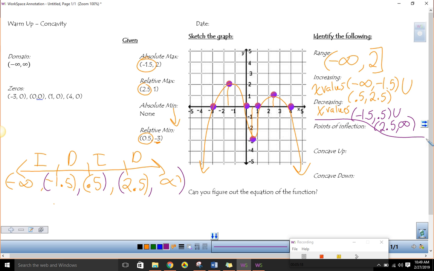The other way we went about doing it is we talked about how we're starting off by increasing at negative infinity until negative 1.5, and then when we stop increasing, we start decreasing until here, and then we hop back and forth until we hit infinity. Yep, decreasing 2.5 to infinity. No decreasing here.